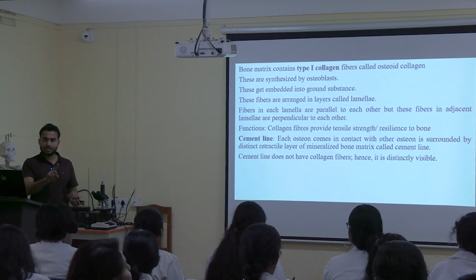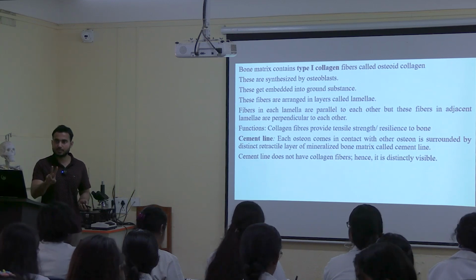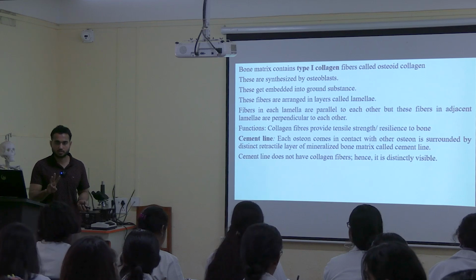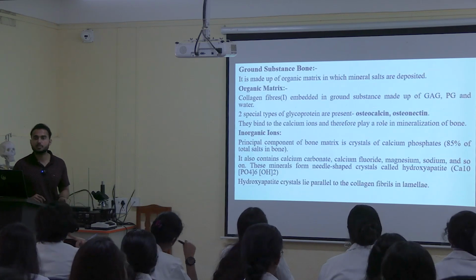So we have seen the cells, we have seen the fibers. What is left? Ground substance. In case of ground substance, how many parts are there?